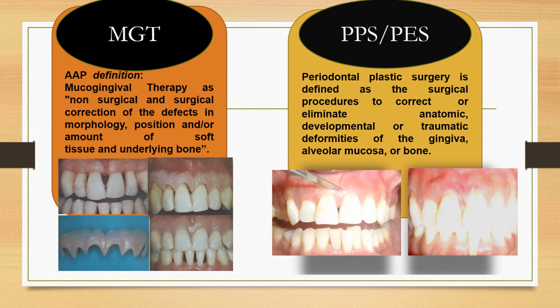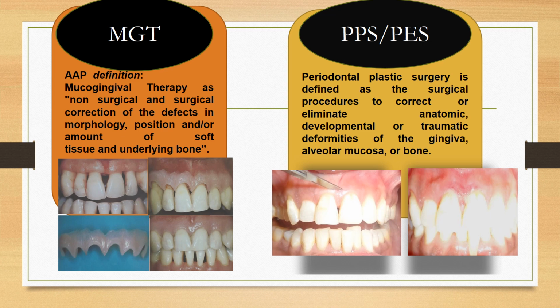So coming to the differences, why is it different from mucogingival therapy? There is mucogingival therapy according to the AAP, American Academy of Periodontology. They defined mucogingival therapy as a broader term, that is it includes both non-surgical and surgical correction of the defects in morphology, position or amount of soft tissue and underlying bone. For example, they have included orthodontic or restorative therapy for use for papillary reconstruction. So it includes all the other non-surgical procedures also.